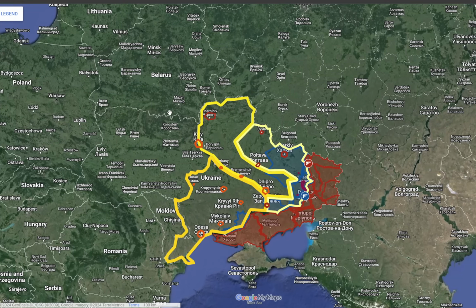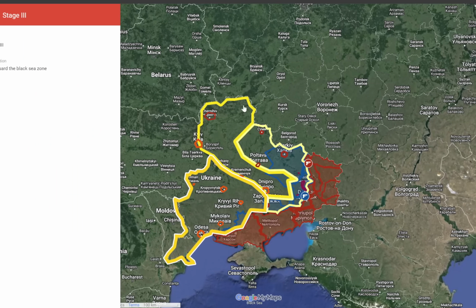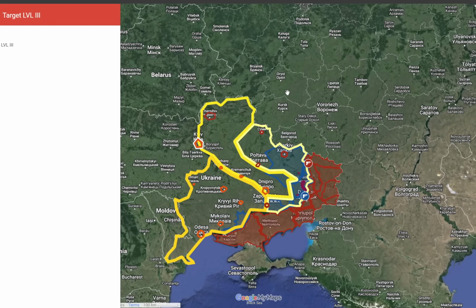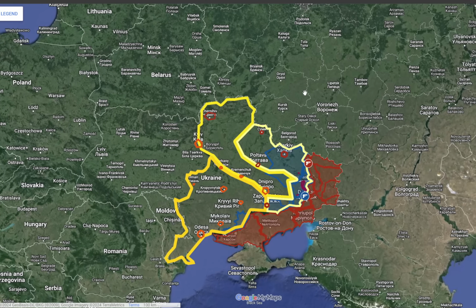First off, we'll explain the sanitary zone, what it means and what the purpose of it is. Then we'll move on to the three different stages there are in this operation. And finally, the three different tiers of targets there are in this operation.